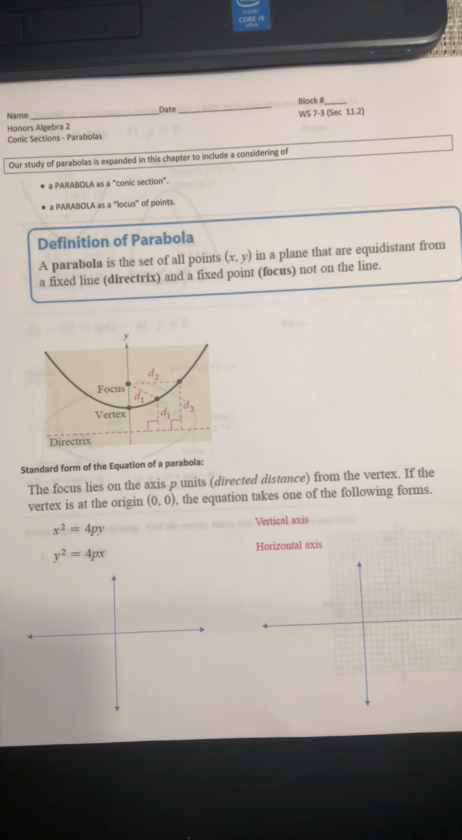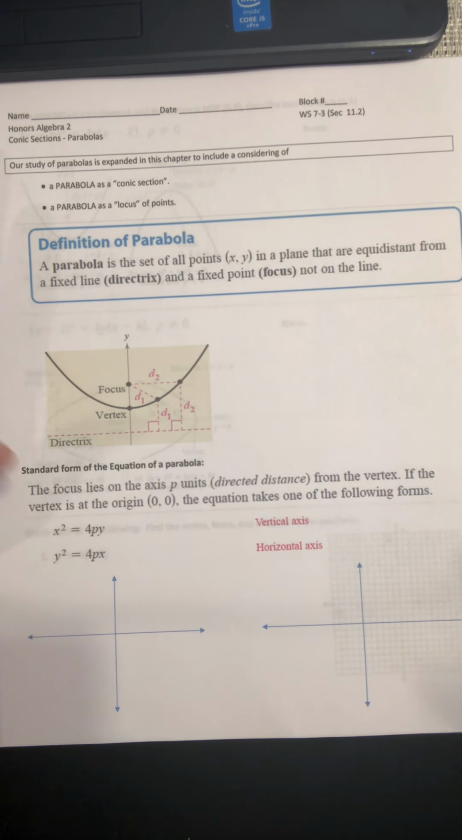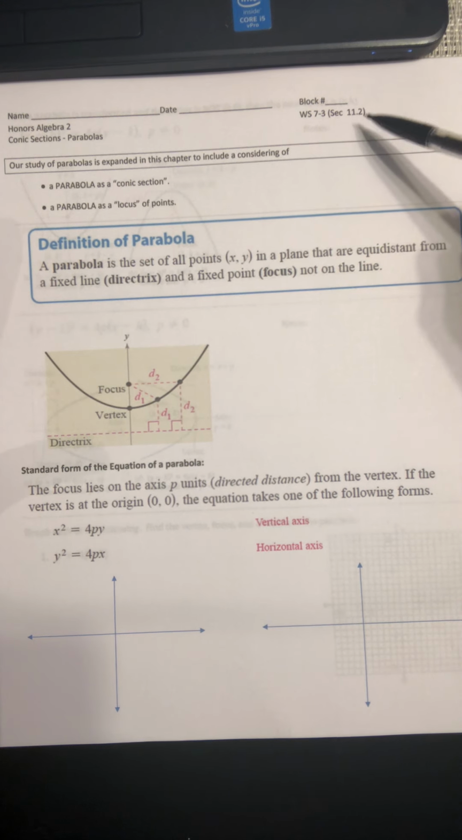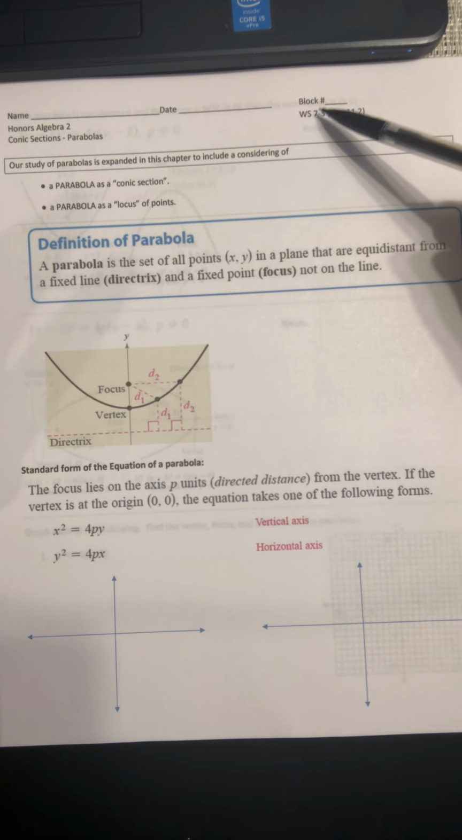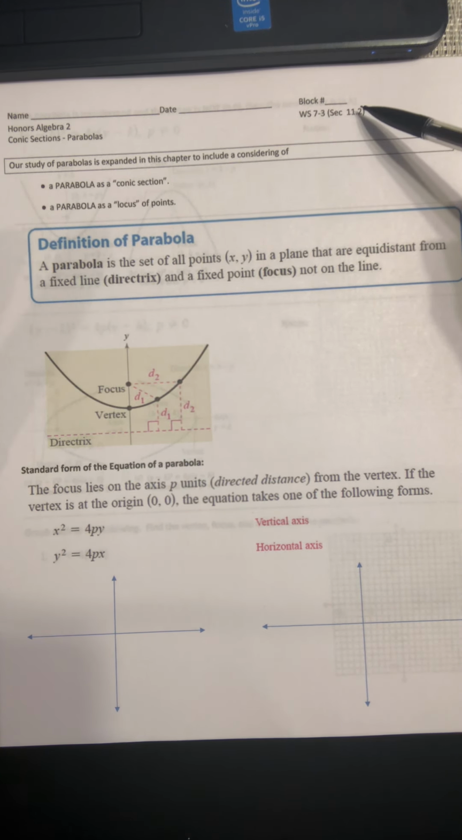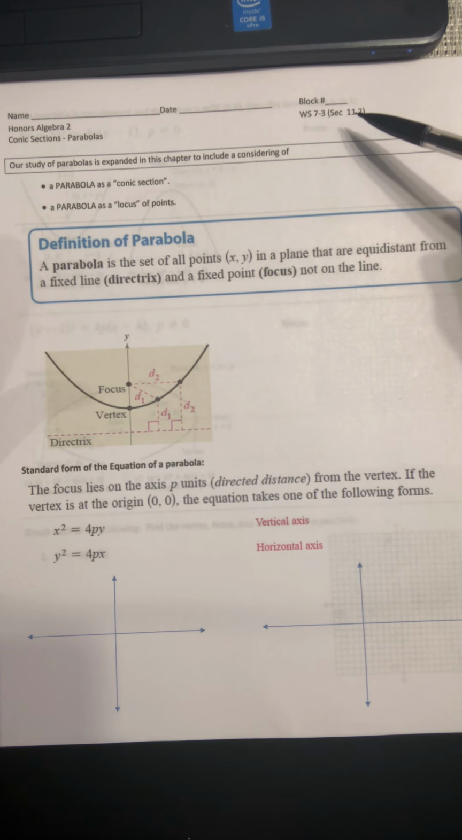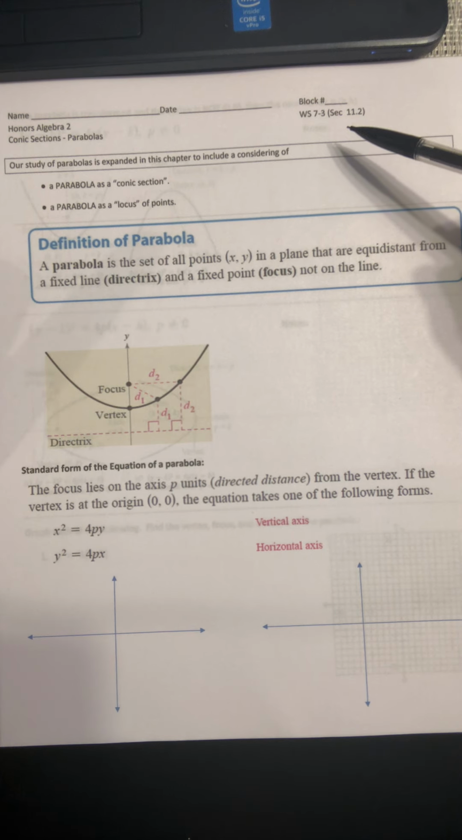Alrighty, kids. So we are here for the third day of our conics unit. We are working with worksheet 7-3. We're going to be covering section 11.2 in your textbook. This is covering parabolas. So we've talked about parabolas before.